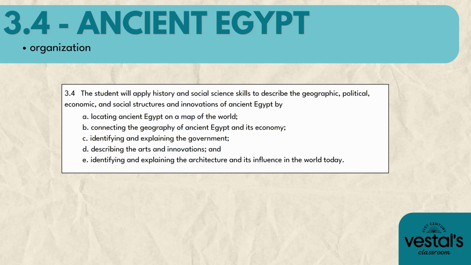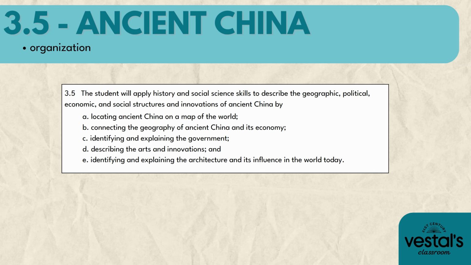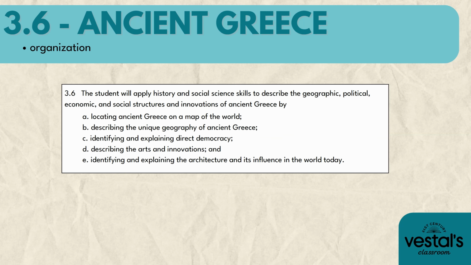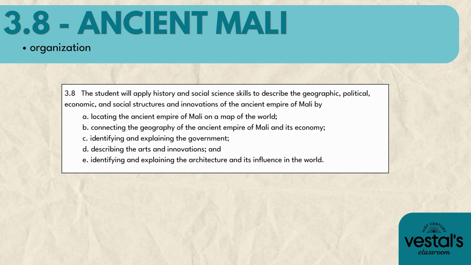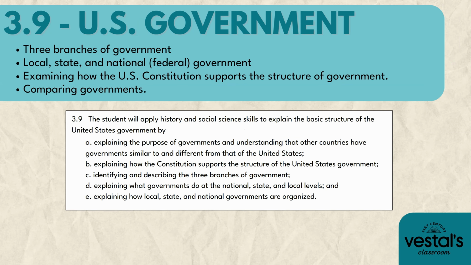So 3.4 is Egypt. Everything you need to know is right here. But like I said, no major content changes here. Same with China. Everything is in 3.5. Ancient Greece is 3.6. Ancient Rome is 3.7, and ancient Mali is 3.8. So no major content changes, and like I said, make sure you are including SOL 3.3 into each of these SOLs as well.